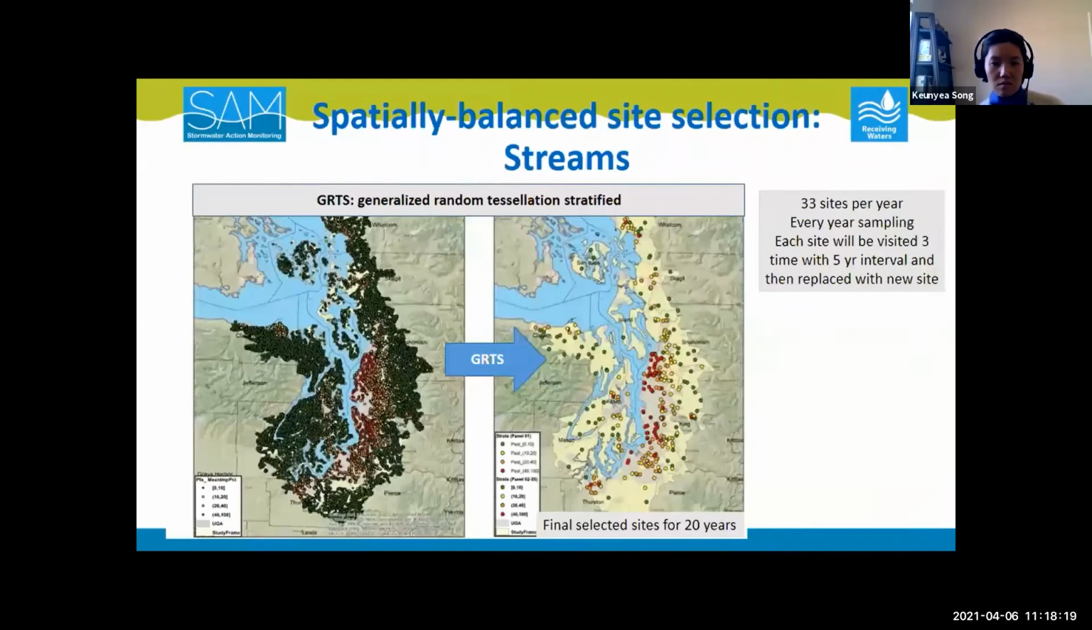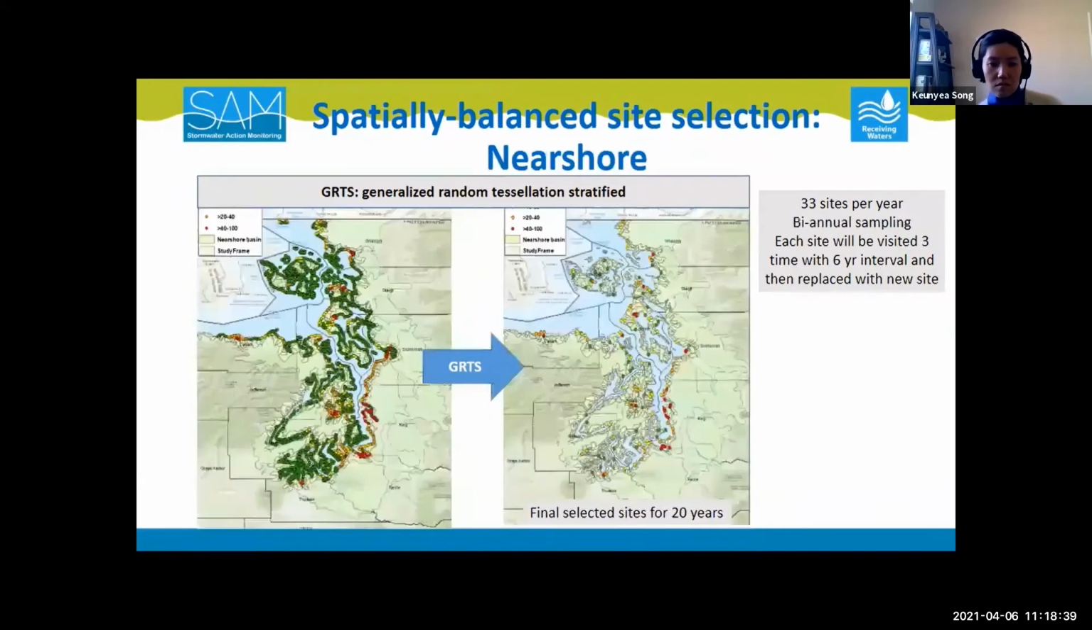After stratifying the area using the impervious cover, we then selected 33 probabilistic sites. And this is an example done for the stream monitoring. The right side map is the final stream sampling sites for the next 20 years. For nearshore, the study design is very similar to stream studies, except the sampling will be done every other year. The right side map shows the final random, again, 33 sites per year for the next 20 years of sampling events.